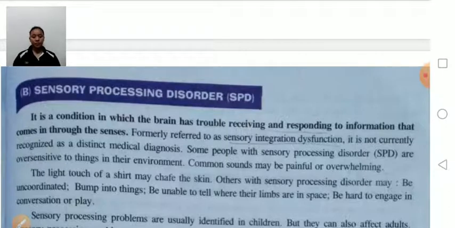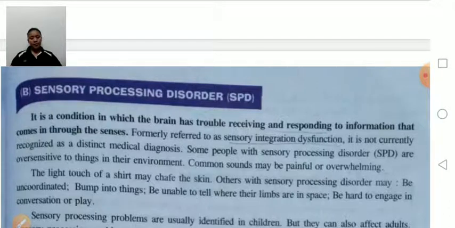Symptoms of sensory processing disorder: it may affect one sense like hearing, touch, taste. He will not feel any hearing, touch, or taste. Therefore, he is unable to respond to those things. If he does not get any information, then he will not respond to that information.